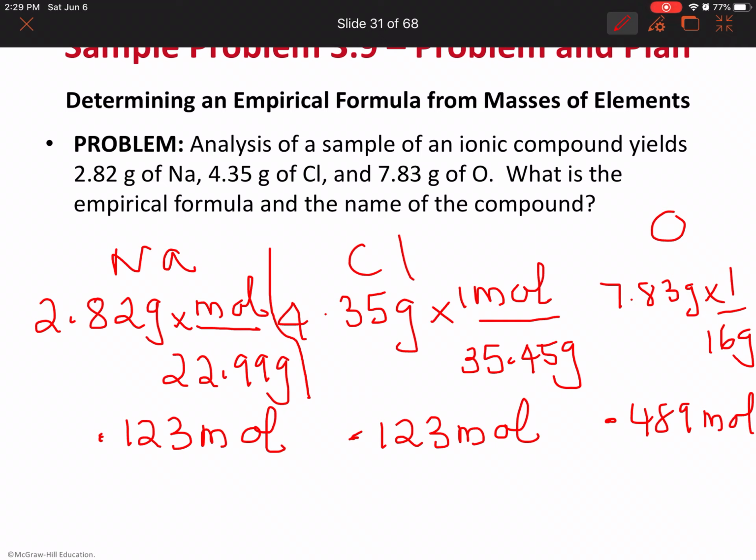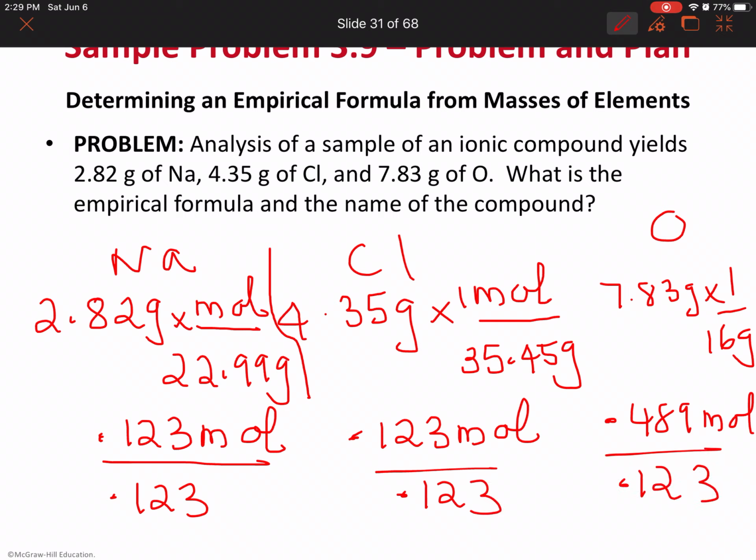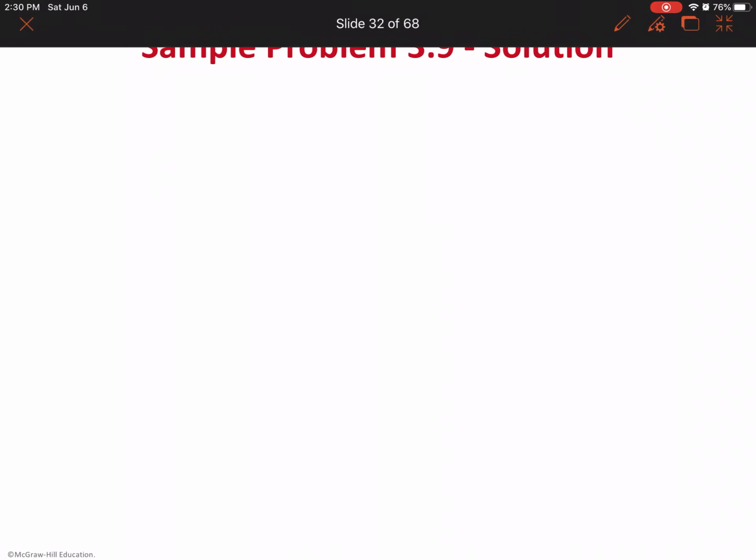Now you know what to do next. You're going to divide all of these by the smallest number of moles, 0.123. Divide by 0.123. So this would make it 1, 1, and then the last one would be 3.98, which is closer to 4. So we can round it to 4. So we got our ratio, NaClO4, 1 to 1 to 4.